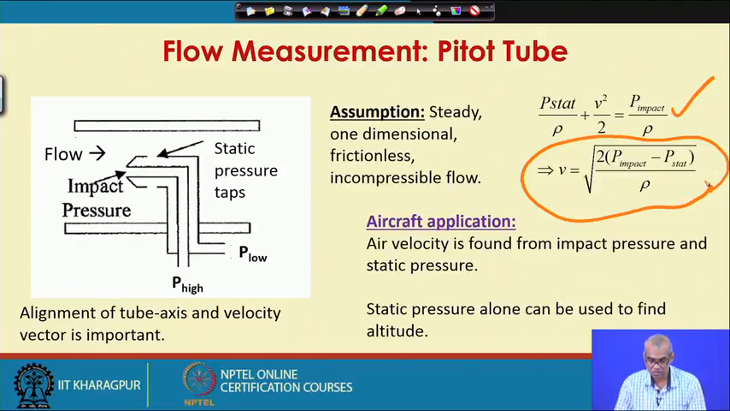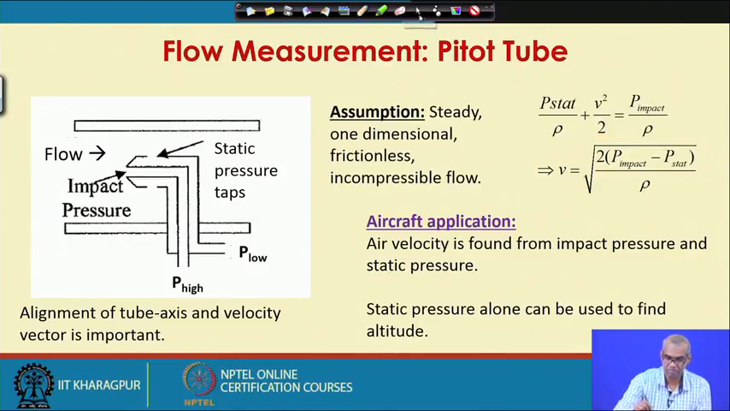Pitot tube finds an interesting application in aircraft or missiles. Air velocity is found from impact pressure and static pressure. Static pressure alone can be used to find altitude of the aircraft or missile. Remember that alignment of tube axis and velocity vector is important for proper functioning of Pitot tube.